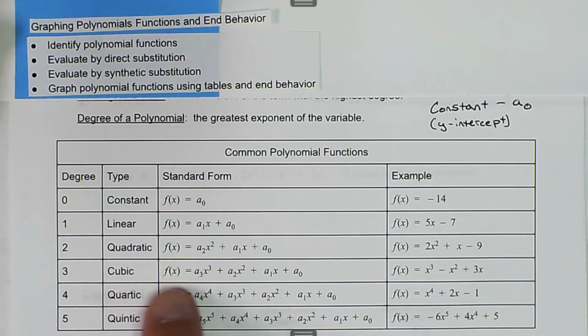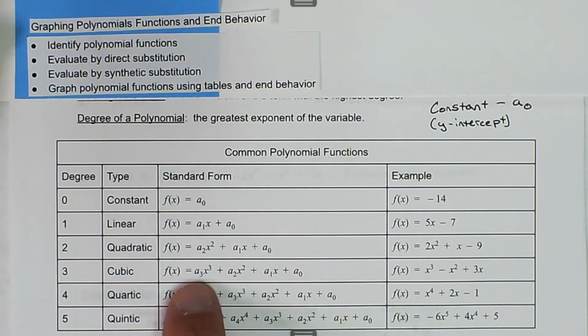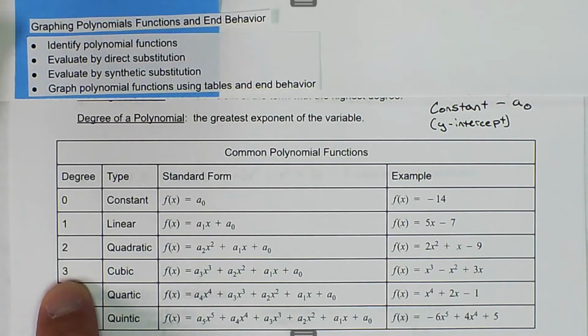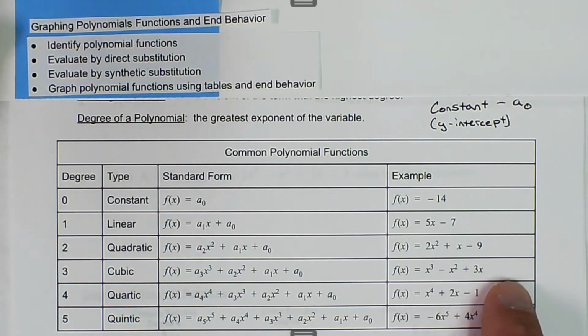Then we have a cubic. And as we can see, the exponents keep decreasing. So it goes 3, 2, 1, 0. So highest exponent is 3. The degree is 3. So our highest exponent when we have a function x cubed minus x squared plus 3x.